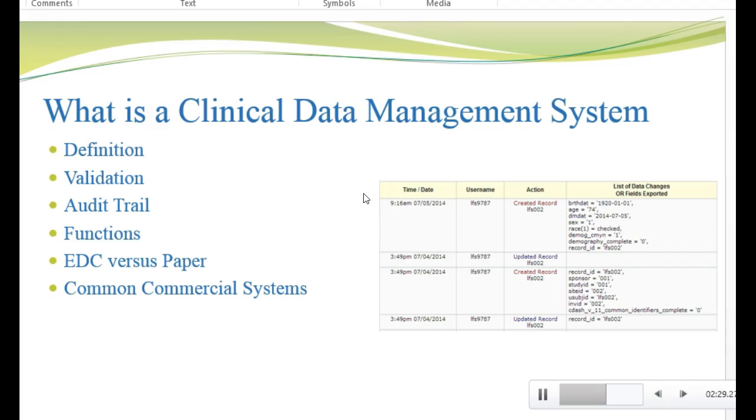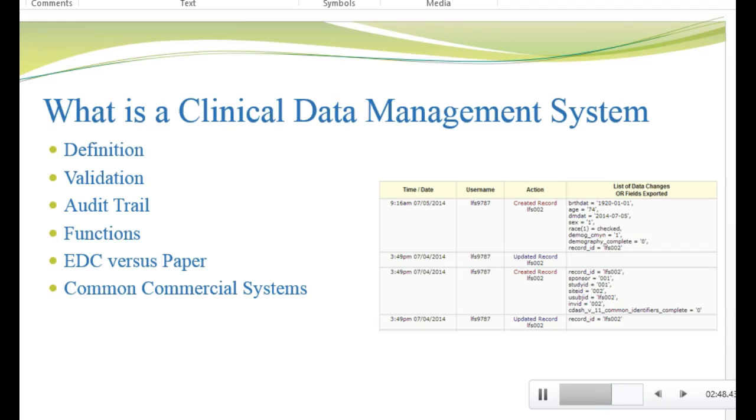What functions do you find in the CDMS system? Well, most of them support the following functions: database design, entry screen production, data entry, data cleaning, discrepancy management, and query resolution. They also allow you to lock the data, import and export it, and they make an audit trail.